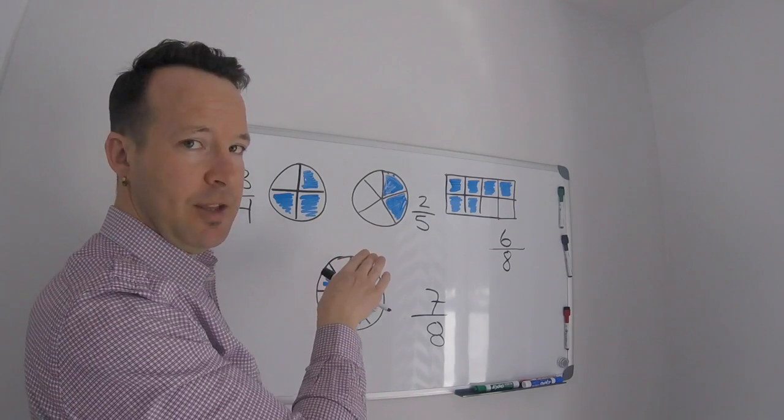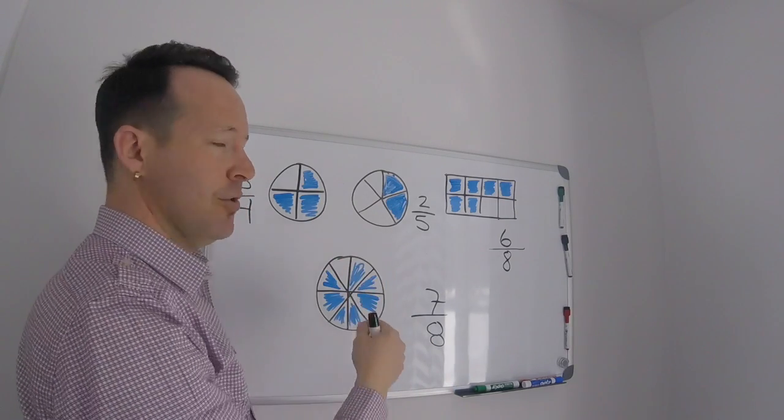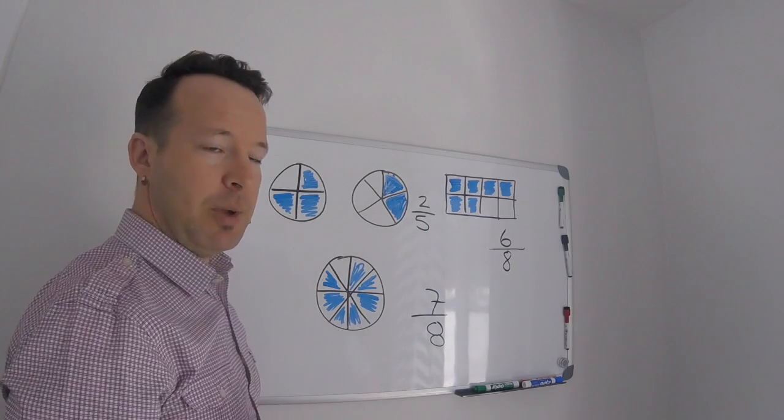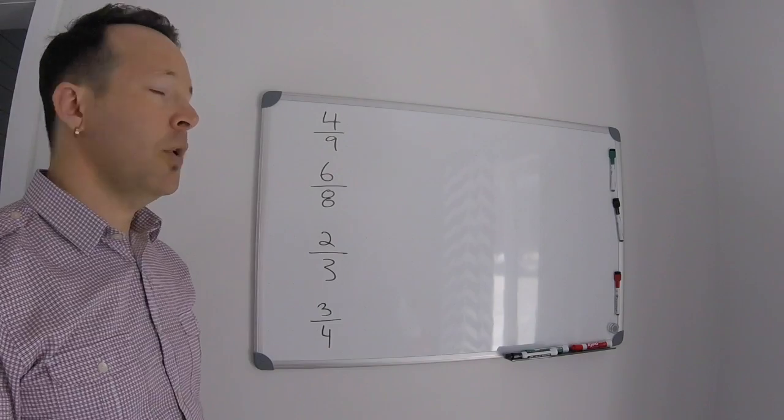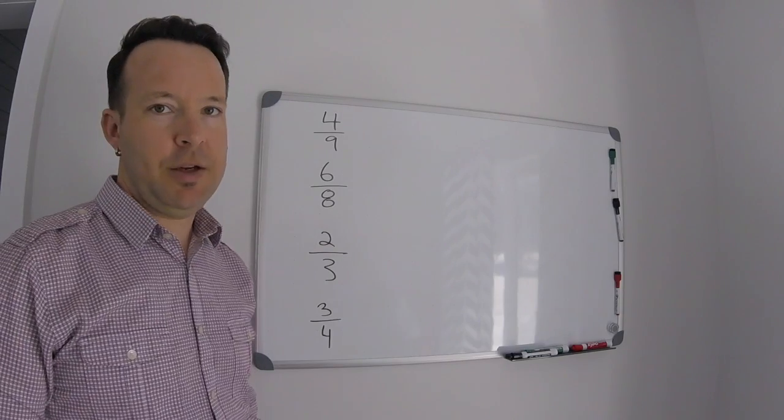For us, we're shading things in. Or maybe it's a pie and you're eating 2 pieces. So you have to be able to recognize those two things. So we have to review how to name fractions.